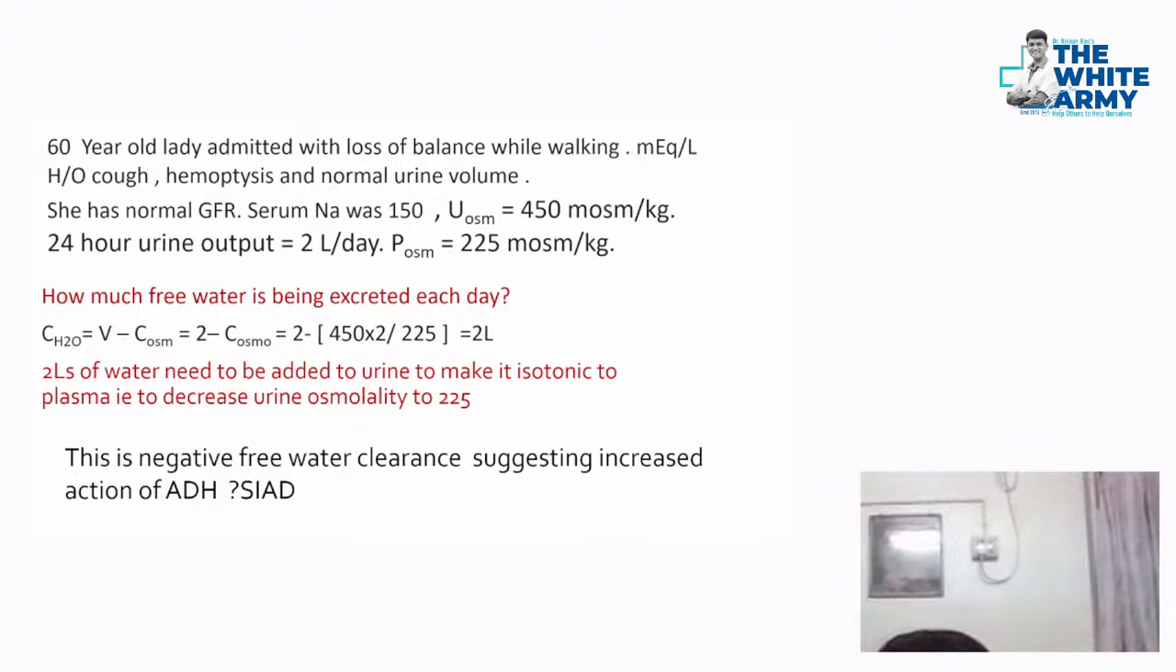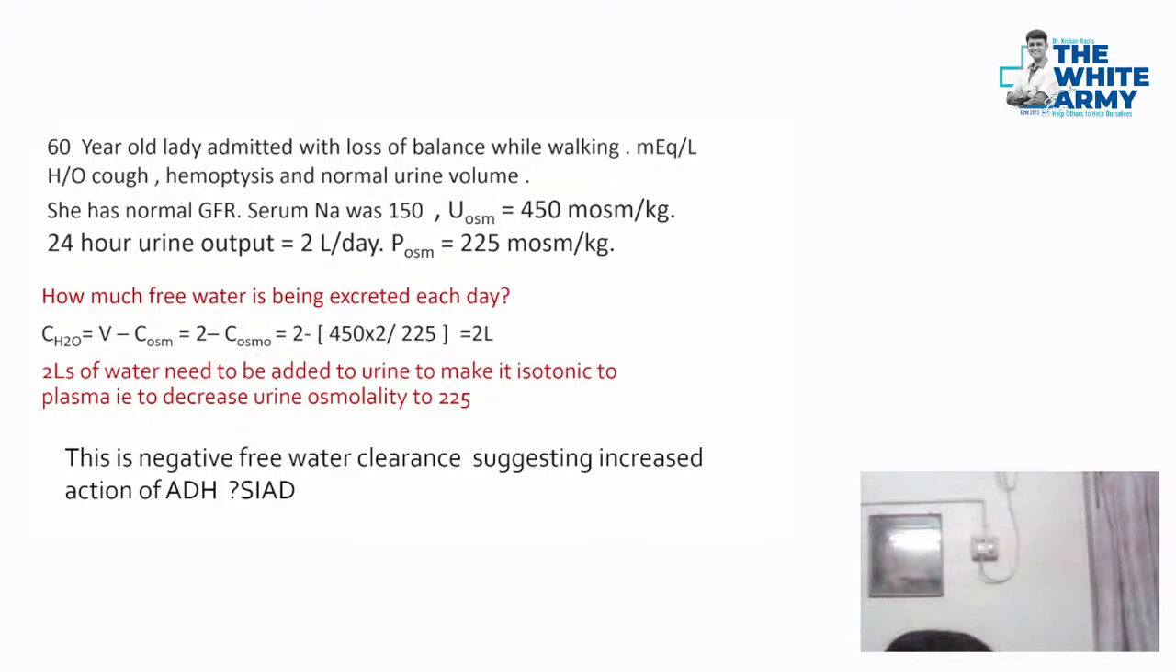It is retaining water. So if you calculate the free water clearance also, the osmolar clearance is 2 and the total urine volume is around 2 liters. So 4 minus 2 will be 2 liters. So the 2 liters of water has to be added to make this urine isotonic to plasma. So this tells you very clearly there is a negative free water clearance, suggesting that ADH is acting in excess.